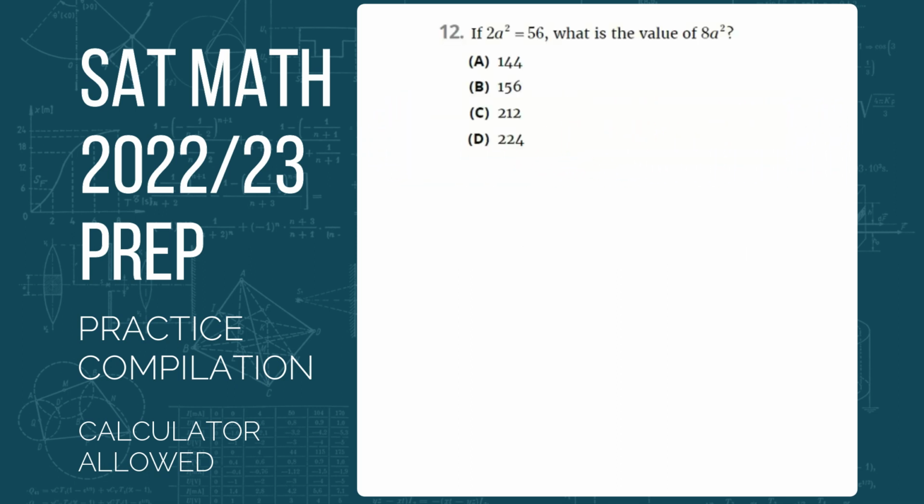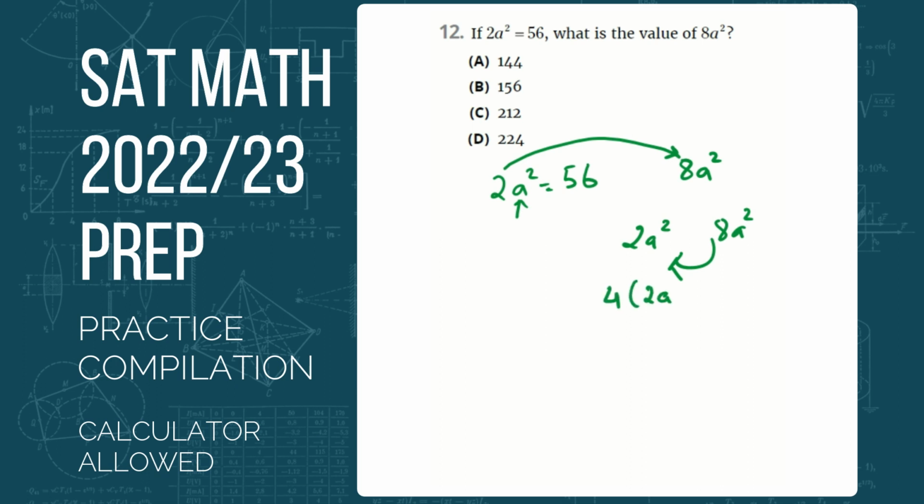2a squared is equal to 56. What is the value of 8a squared? What is 8a squared? Don't bother solving for the value of a. You can easily see the connection between the two, the 2a squared and 8a squared. This is actually equal to 4 times 2a squared. 8a squared will be equal to 4 times 56, which multiplies to 224. So the answer is 224.